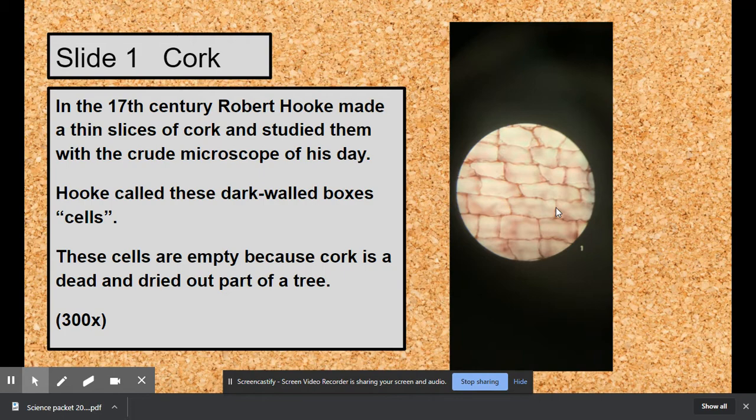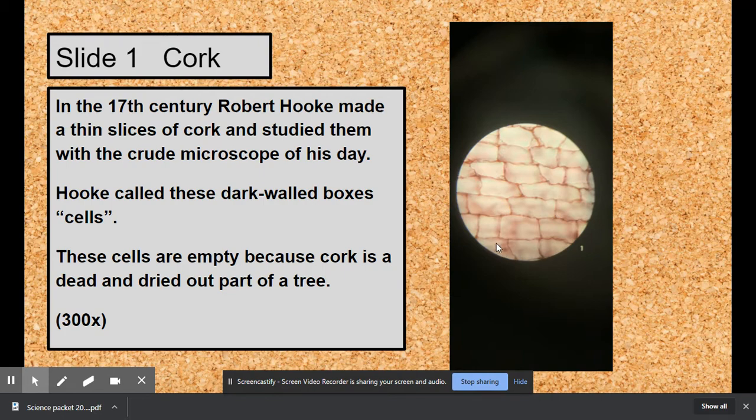In the 17th century, Robert Hooke made a thin slice of cork and studied them with the crude microscope of his day. Hooke called these dark-celled boxes cells. These cells are empty because cork is dead and dried out part of a tree. So it's dead. That's why you don't see anything within those cells. Okay, so what I want you to do at this point is go ahead and pause the video so that you can draw the cells and what they look like.